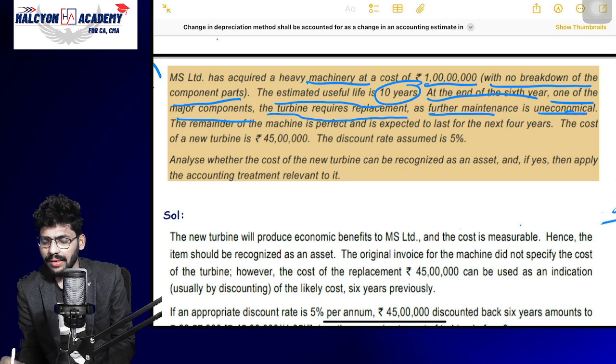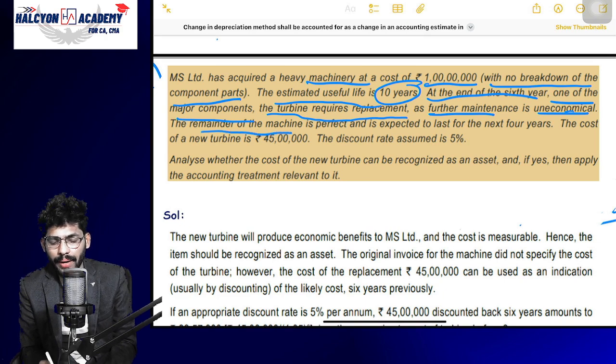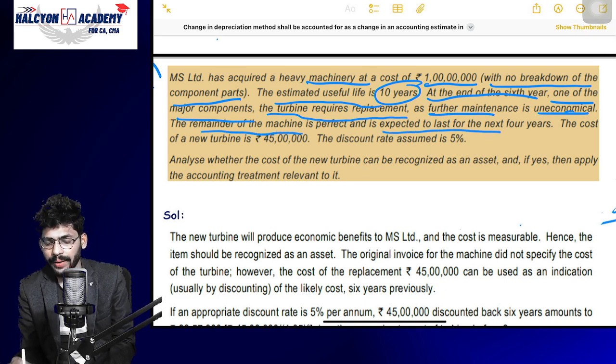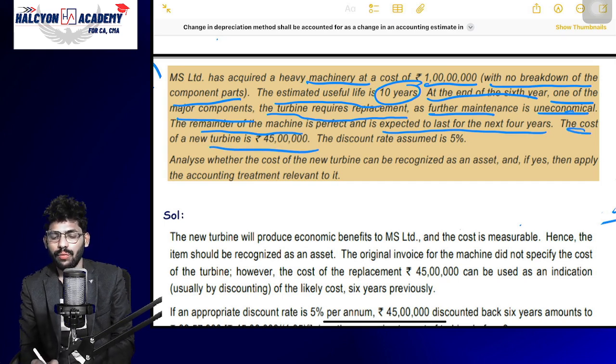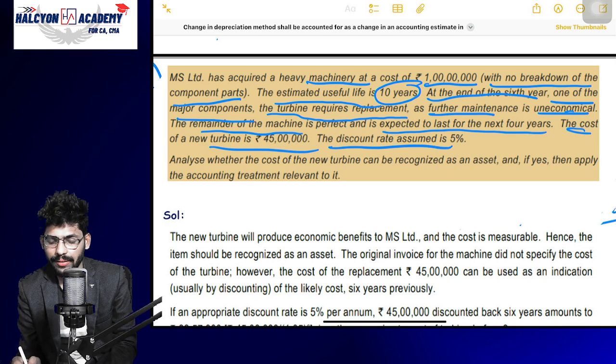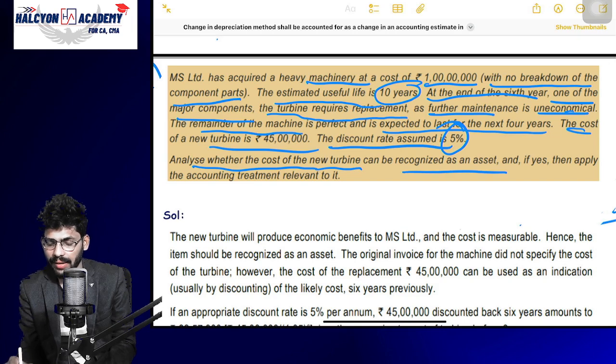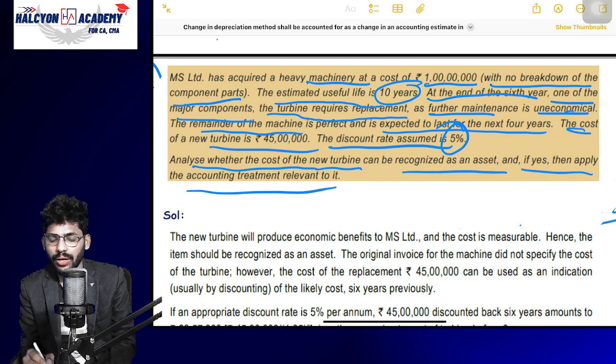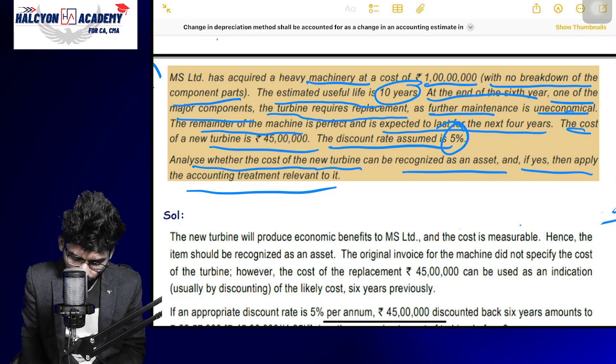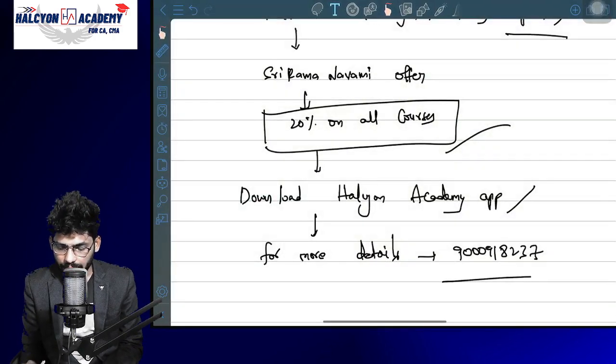Further maintenance is uneconomical, so maintenance cost is not economical, okay, and the remainder of the machine is perfect and is expected to last for the next 4 years. The cost of a new turbine is 45 lakhs. The discount rate assumed is 5%. Analyze whether the cost of a new turbine can be recognized as an asset, and if yes, then apply the accounting treatment relevant to it. Guys, I'll discuss here.